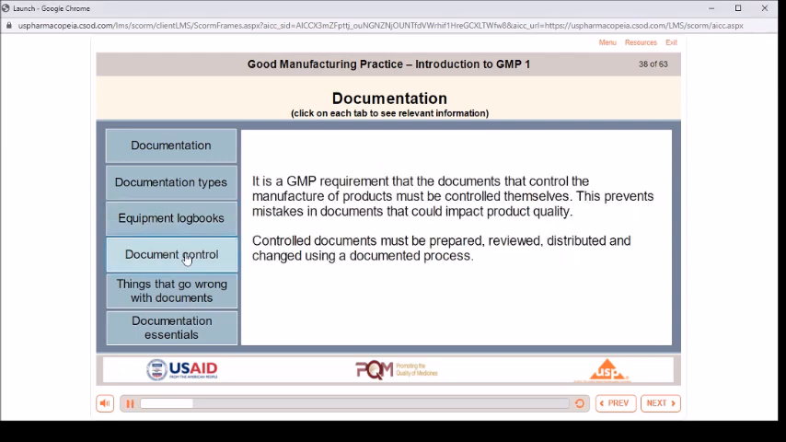Document control. It is a GMP requirement that the documents that control the manufacture of products must be controlled themselves. This prevents mistakes in documents that can impact product quality. Controlled documents must be prepared, reviewed, distributed, and changed using a documented process.